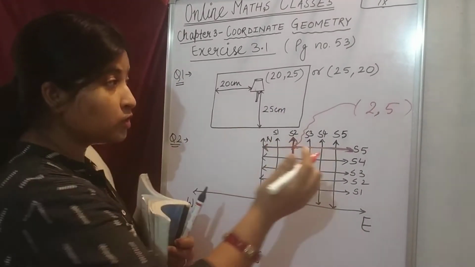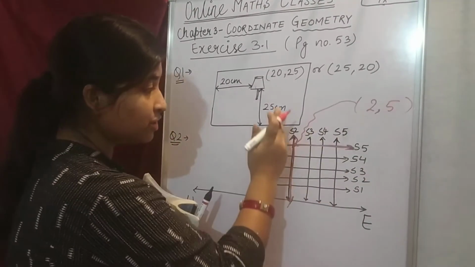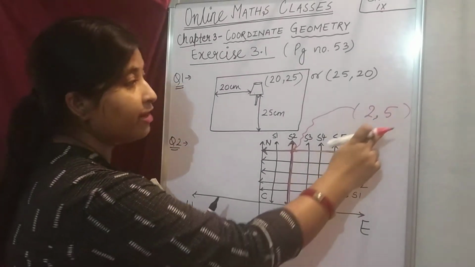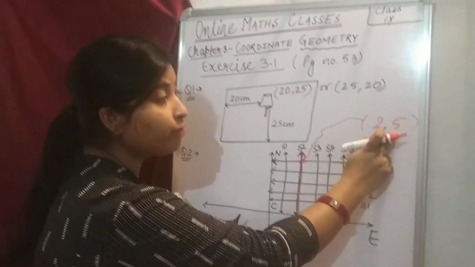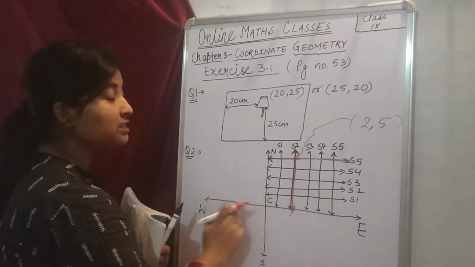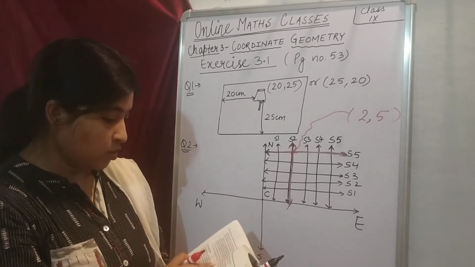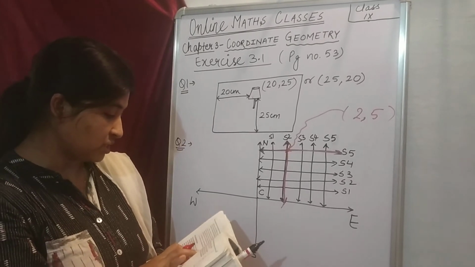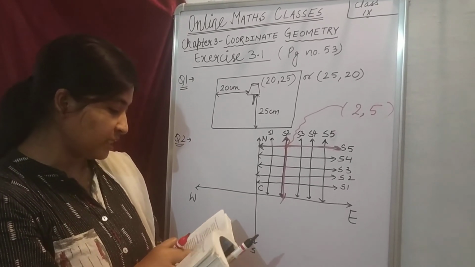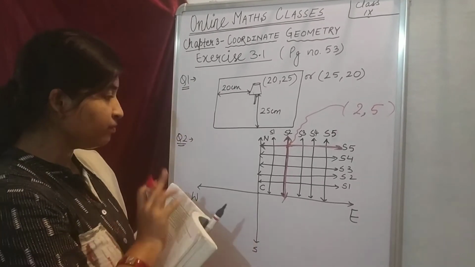Can you see what 2 means? The second street in the north-south direction. And 5 means the fifth street in the east-west direction. Understood students? What is the meaning of it? Now, using this convention, find how many cross streets can be referred to as 4,3.